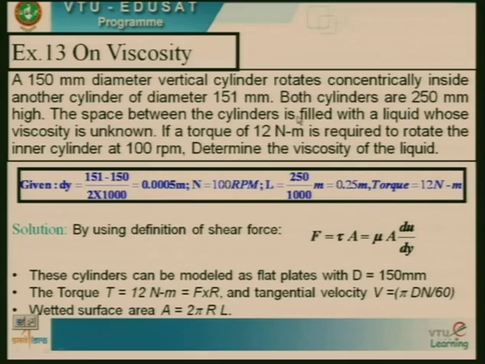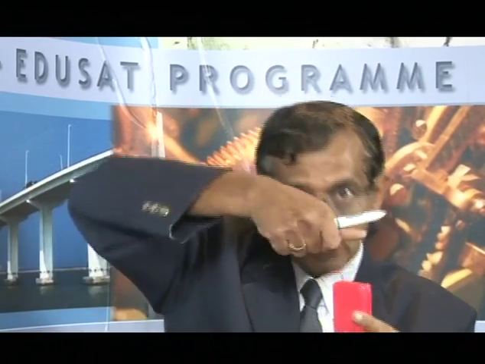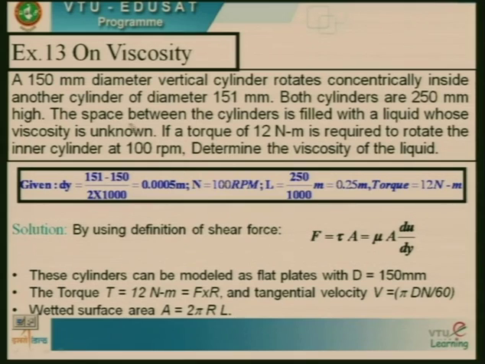The space between the cylinders is filled with a liquid whose viscosity is unknown. We do not know the viscosity. He is giving you one term: if a torque of 12 Newton meter is required. It means the torque which I require to twist this and move it with this RPM, like a mixer, where we apply a force with electric power, that is the torque. So 12 Newton meter is required to rotate the inner cylinder at 100 RPM. Determine the viscosity of the fluid. Okay. So the question is understood.